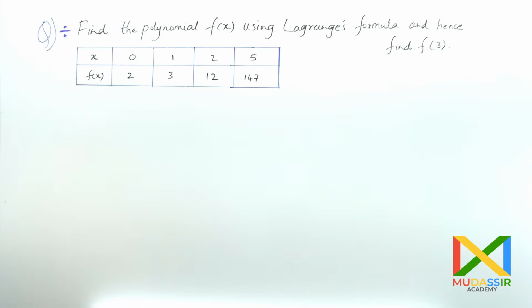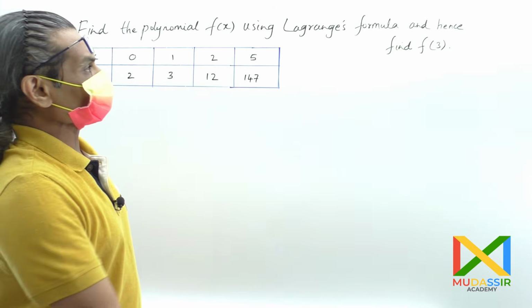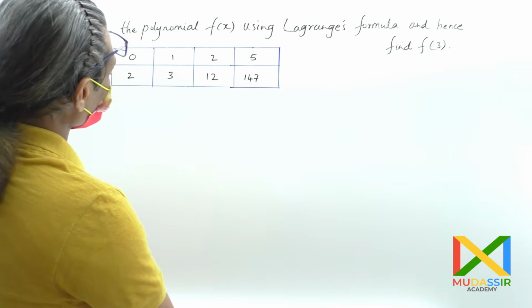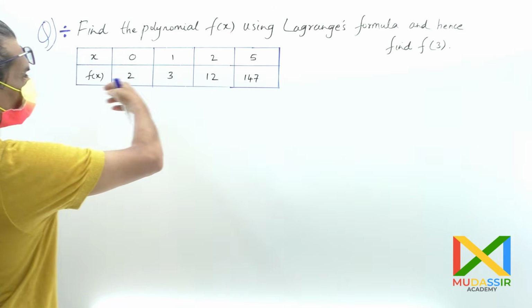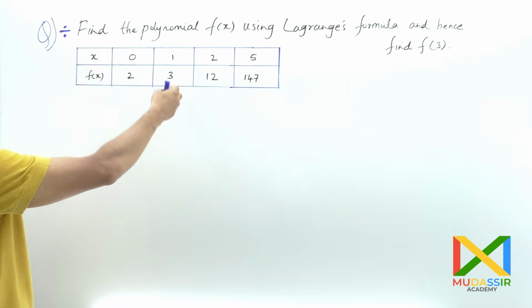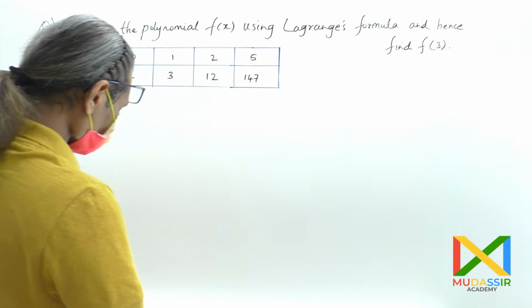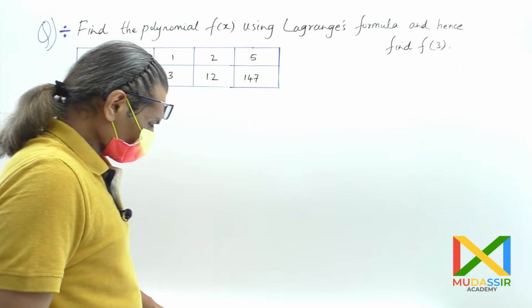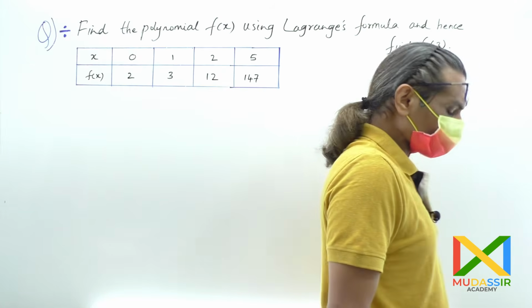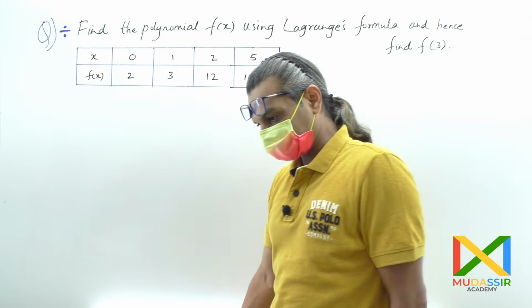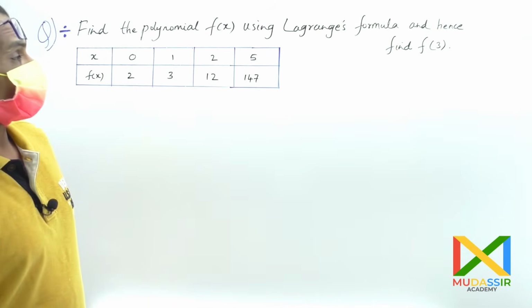The problem here is: find the polynomial f of x using Lagrange's formula, hence find f of 3. The values are given: x, f of x: 0, 2; 1, 3; 2, 12; and 5, 47. Okay. Important question. This question has also been frequently repeated in the VTU examinations many times. Okay, I have seen it several times.